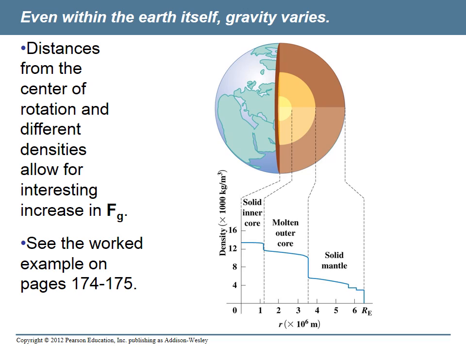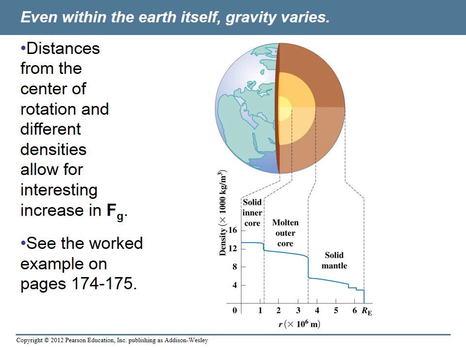But even within the Earth itself, you get a variation of gravity because you have different densities within the Earth. Density is defined as, you see the units here, kilograms divided by cubic meter. So it's the amount of mass you have per unit volume. This is in thousands of kilograms per cubic meter. You see the inner core is very dense, and your outer core is less dense, and then the mantle, and then the crust out here has hardly any density, because there's not much mass there.